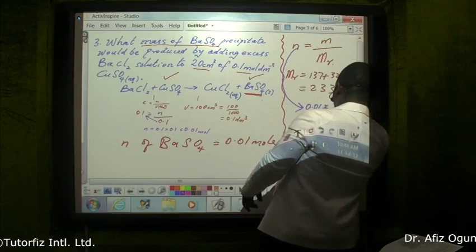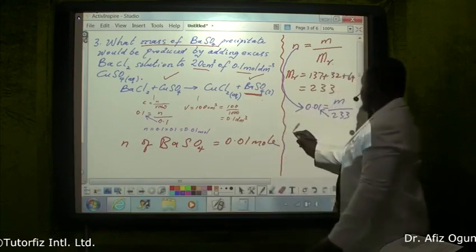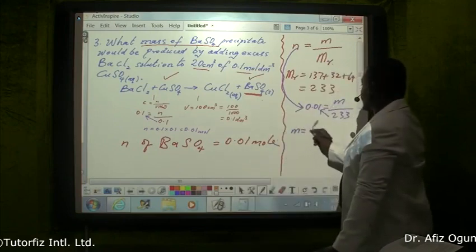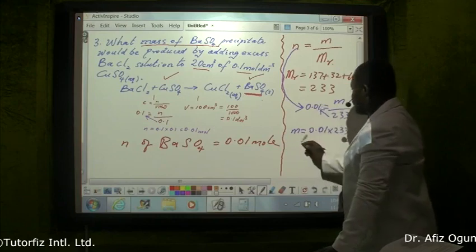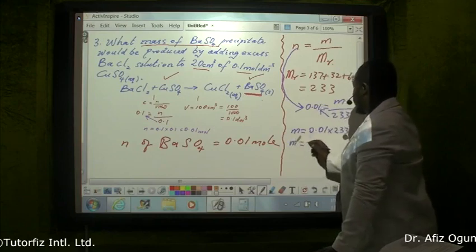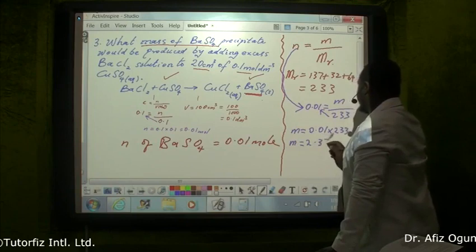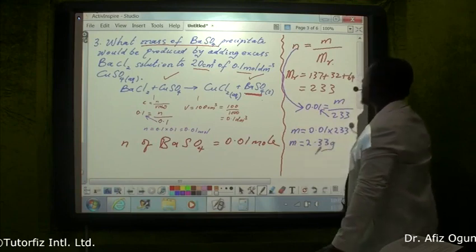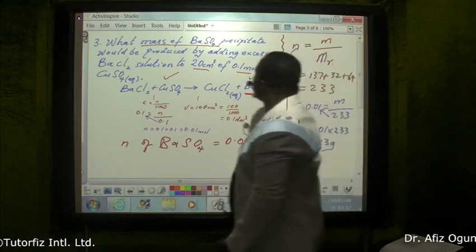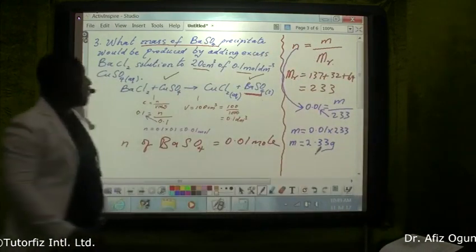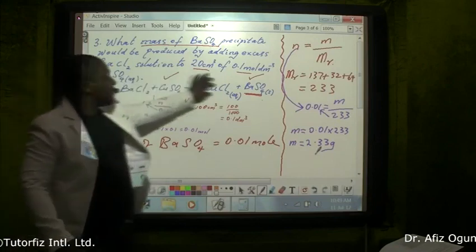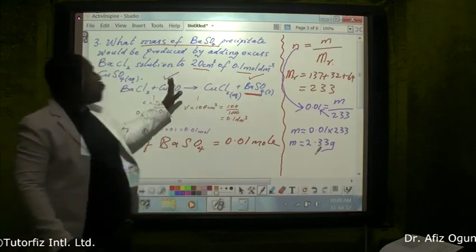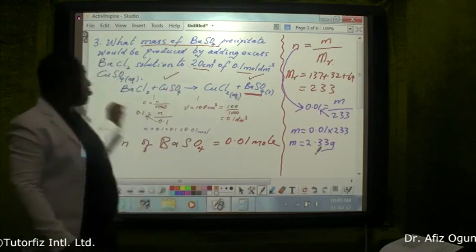Cross multiplying, I have mass equals 0.01 multiplied by 233, which equals 2.33 grams. I am going to make 2.33 grams of barium sulfate precipitate. Easy or not easy? Just get your equation balanced. Concern yourself with only the things we are given and the thing you are looking for.